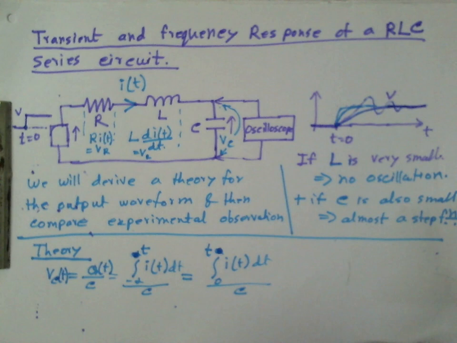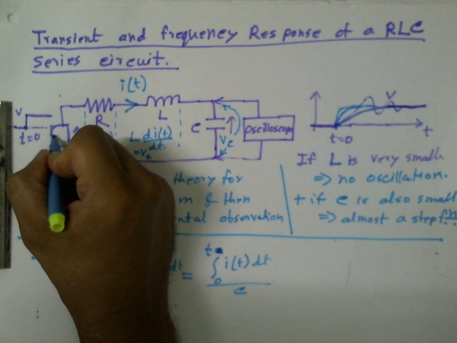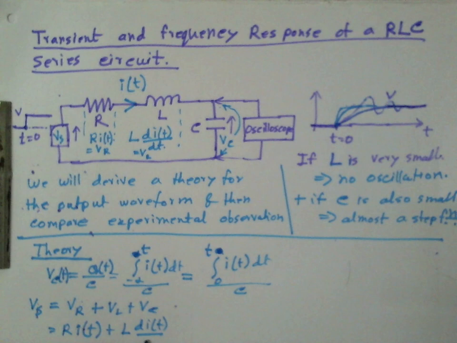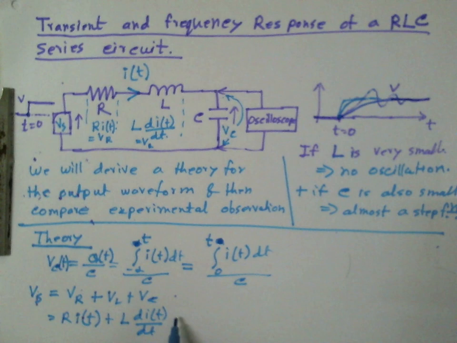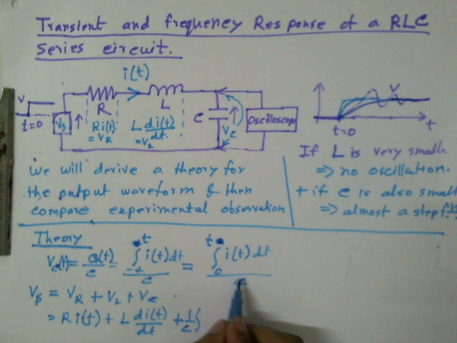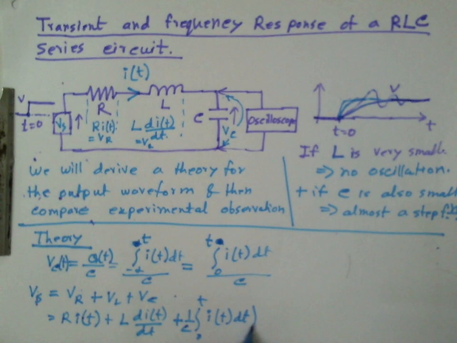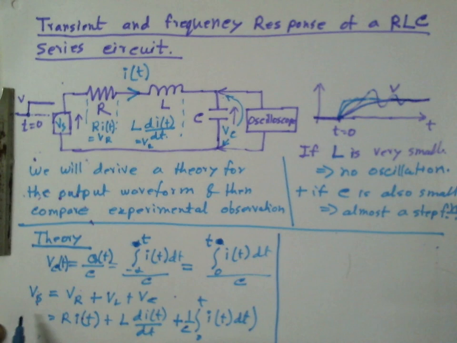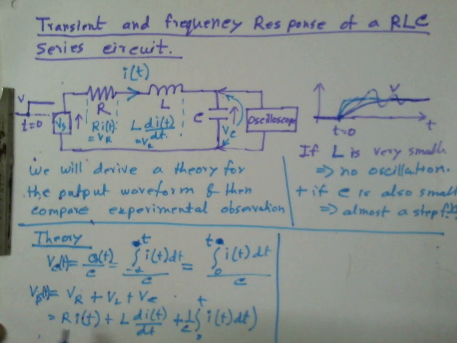Now what I can do is write the supply voltage as Vs. Vs is the sum of these three voltages, which are in series: Vr plus Vl plus Vc. Now Vr is equal to R times I(t), plus Vl is equal to L dI(t)/dt, I'm just copying this expression from here to here, plus Vc is equal to 1 by C times the integration from 0 to t of I(t) dt, right? Now what I will do is differentiate this equation. I should put a t here if Vs is a function of time.